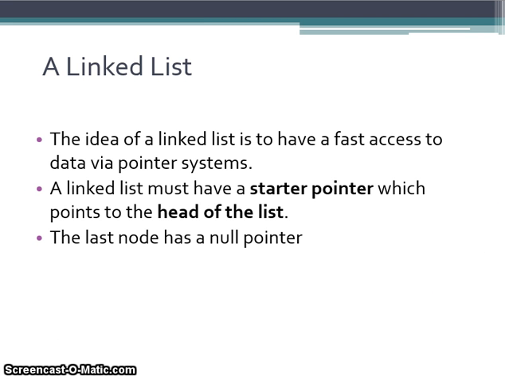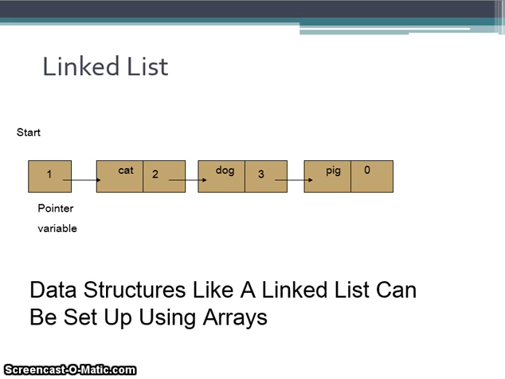The idea of a linked list is to have fast access to data via the pointer system. So a linked list must have a start pointer, and this holds the address of the head of the list, so the first item in the list. The last node has the null pointer.